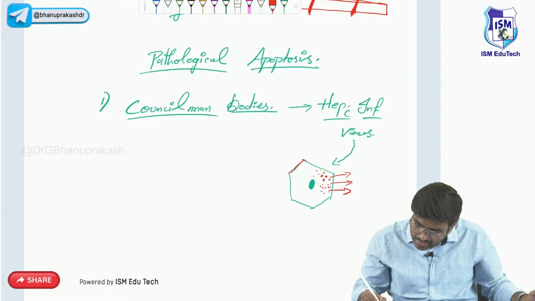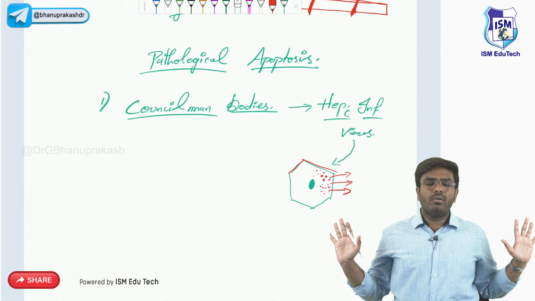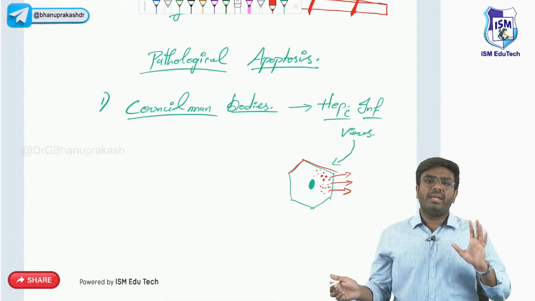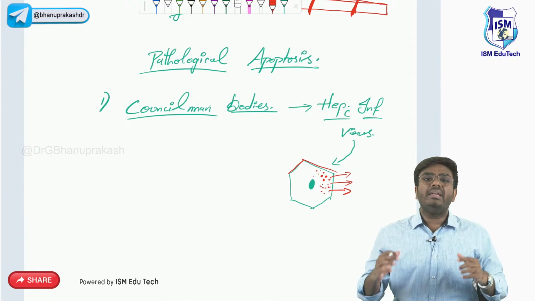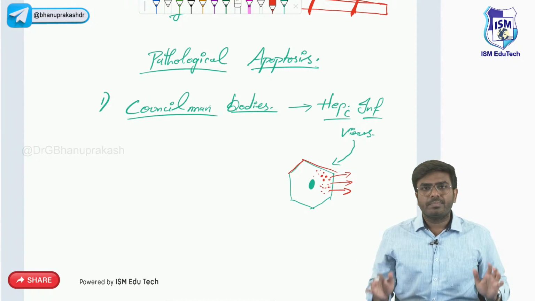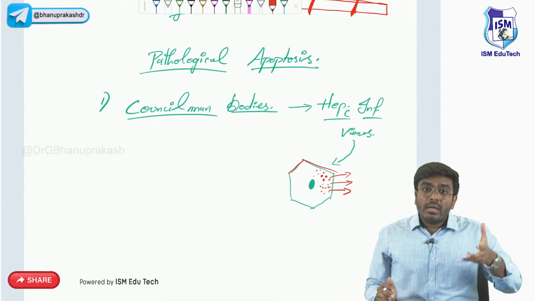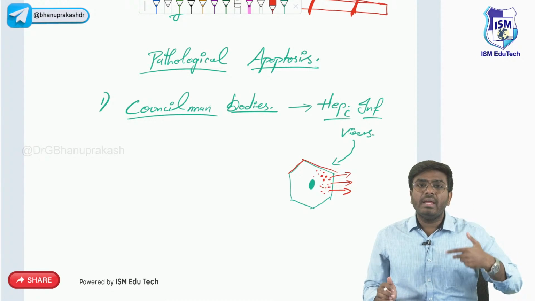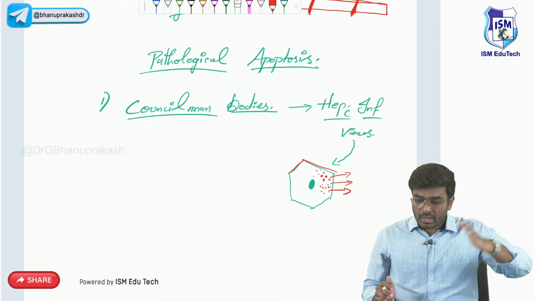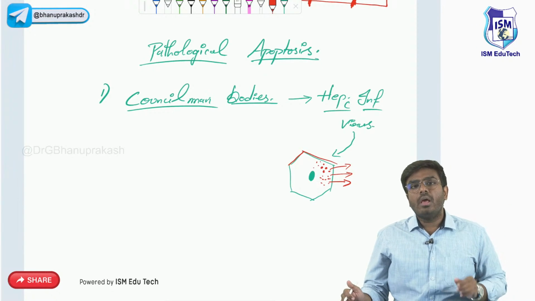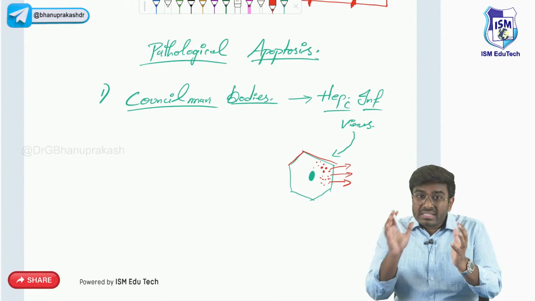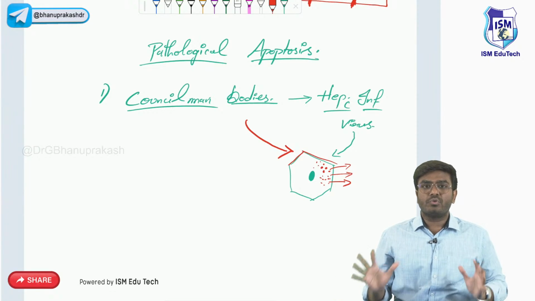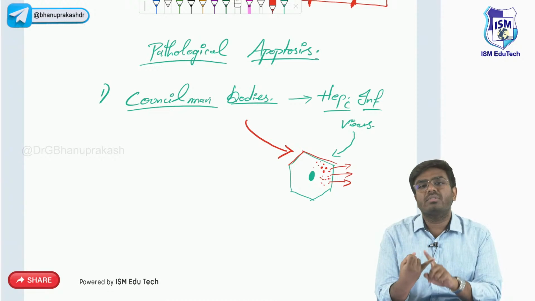So now this hepatocyte is committed, it has decided: I won't let this hepatitis C virus multiply inside me. Do you know what it is doing? It is committing suicide. This hepatocyte will die. It is now being programmed in such a way that it will undergo apoptosis. This is a pathological example of apoptosis. This dying hepatocyte is called a Councilman body.